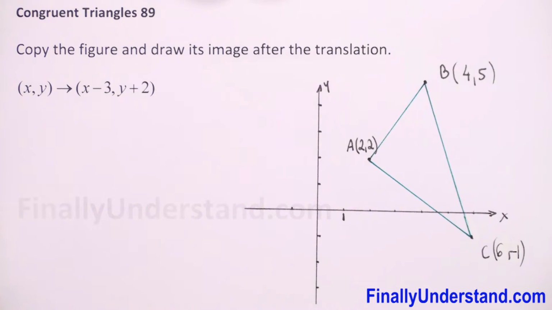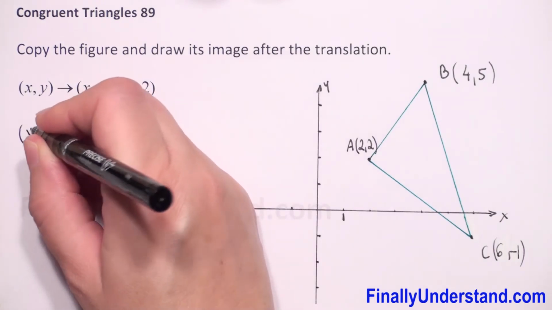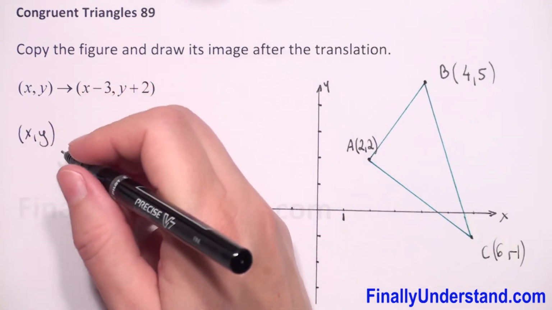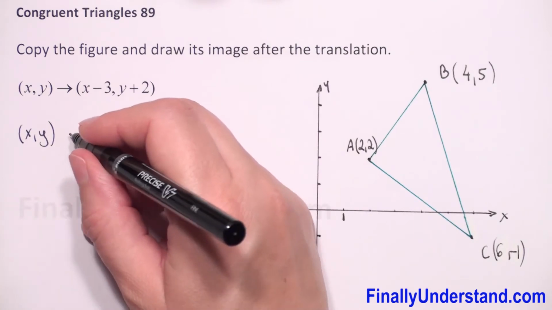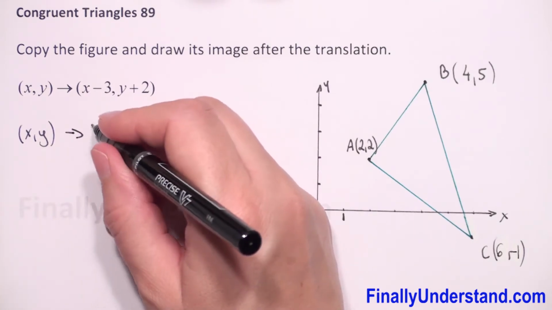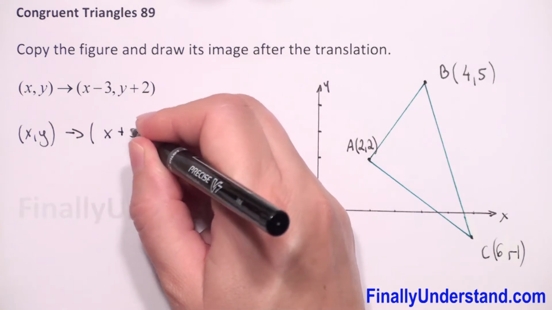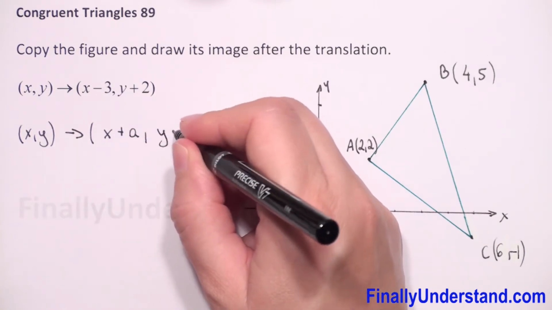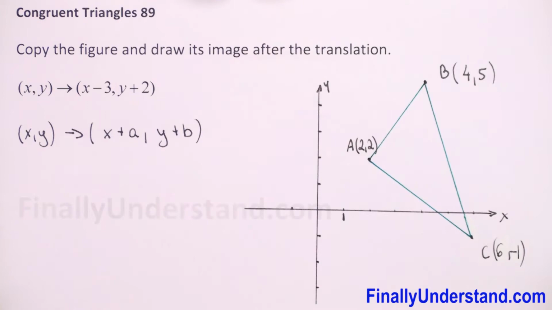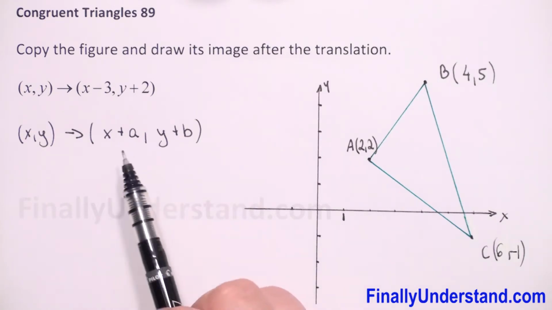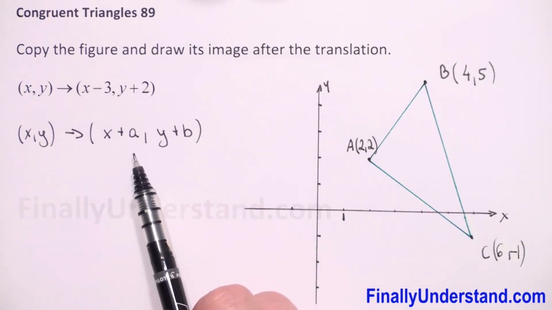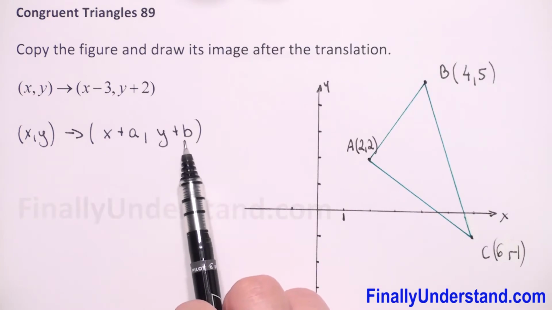We can use coordinate notation to describe a translation. So if we have point (x, y), and we translate this point to (x + a, y + b), it means that point (x, y) is translated horizontally a units and vertically b units.